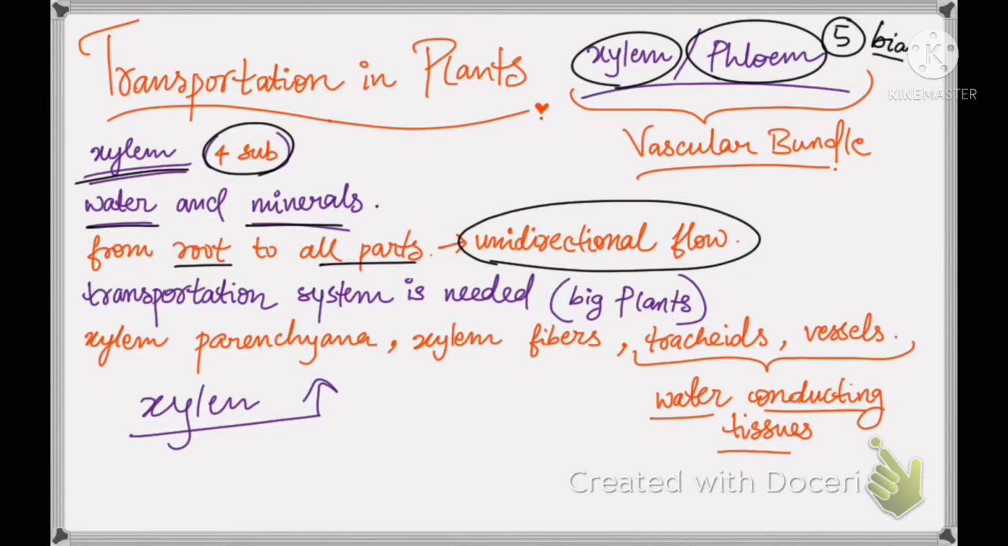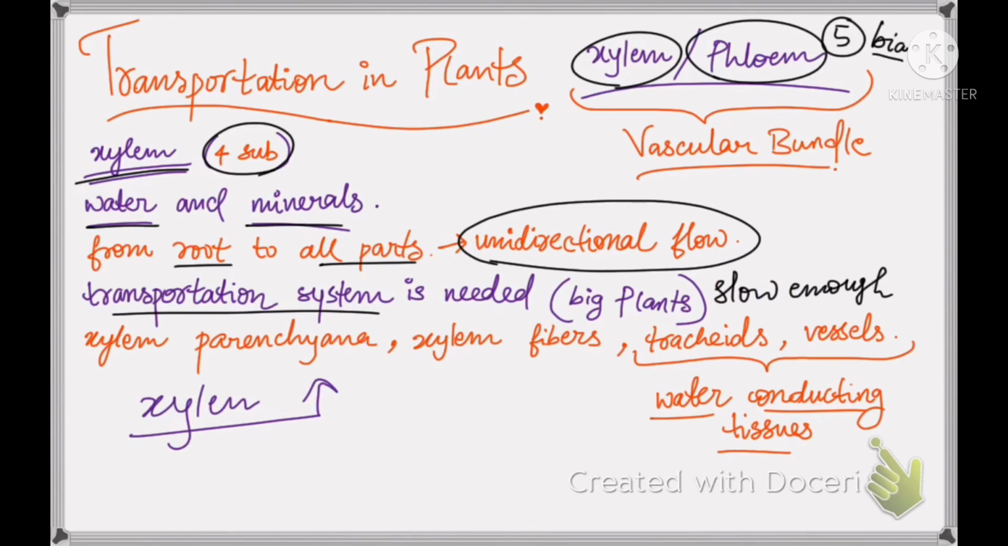Until the plant is small, simple diffusion or simple osmosis is enough for the exchange of food and water, but as the plant size grows, we need a transportation system for efficient transport of these. But as plants are stationary, they do not move, we don't need a very fast transportation system, and so a slow transportation system is enough in plants.